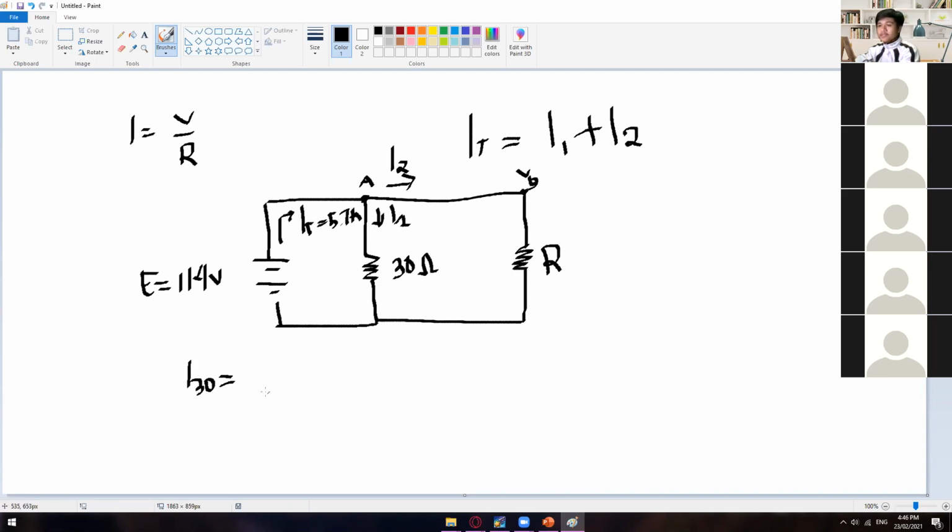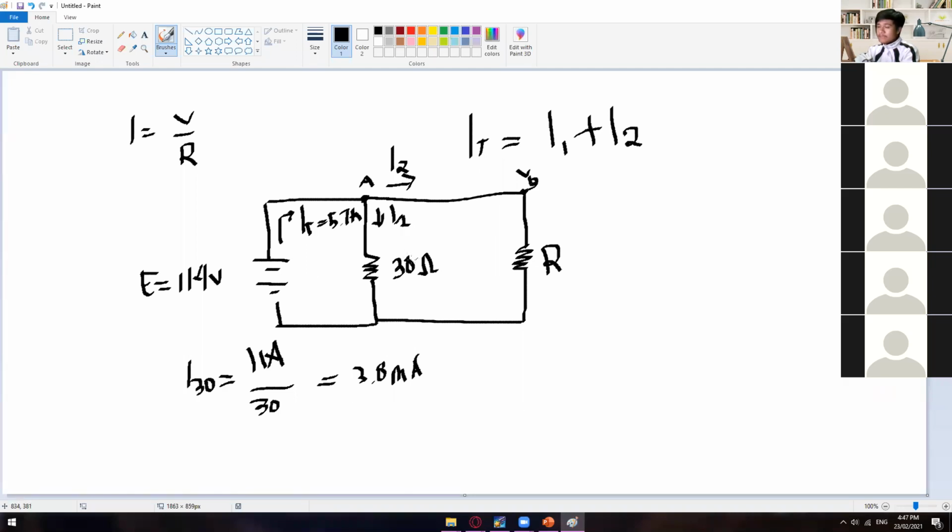Okay. So I30 is equal to V, which is 114, divided by 30 ohms. So 114 divided by 30. So 3.8. We will get 3.8 milliamps. All right. So this is the current that is flowing on our 30 ohm resistor.